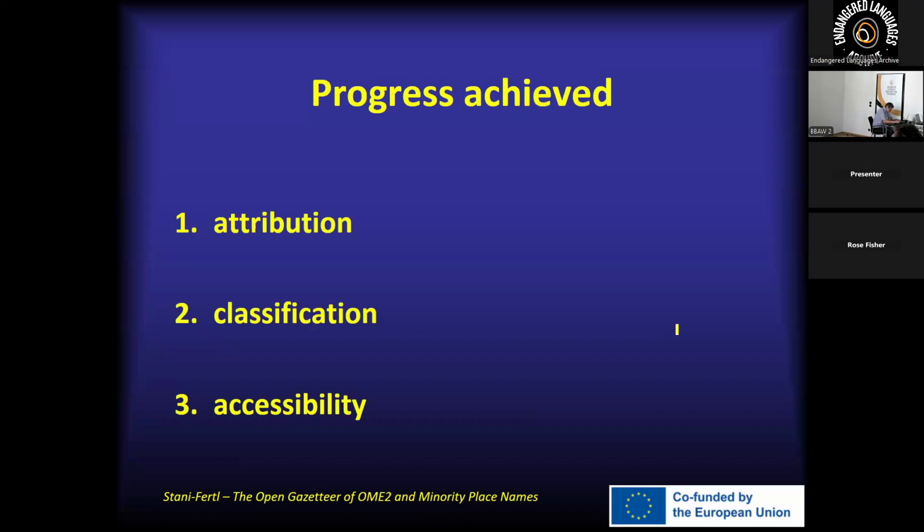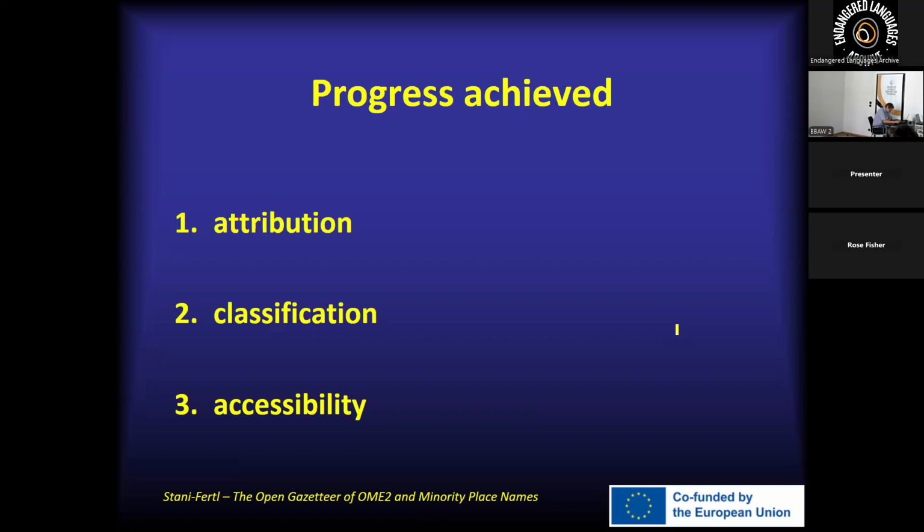There exist countless databases, dictionaries, gazetteers, and collections of geographical names of minority languages. However, these resources are often isolated and known only to those who directly engage with the area in work. The progress made with minority toponyms in the Open Gazetteer primarily focuses on three key aspects.